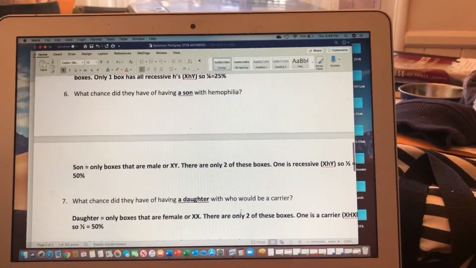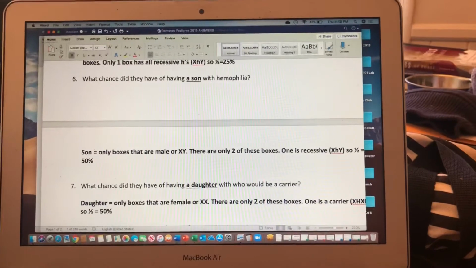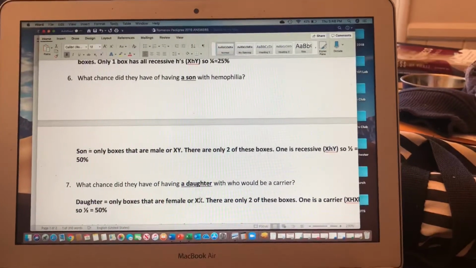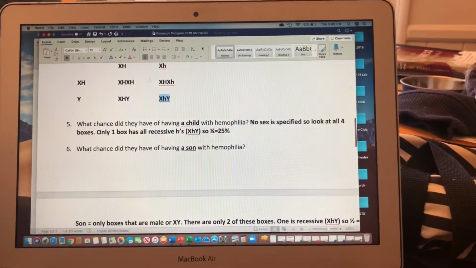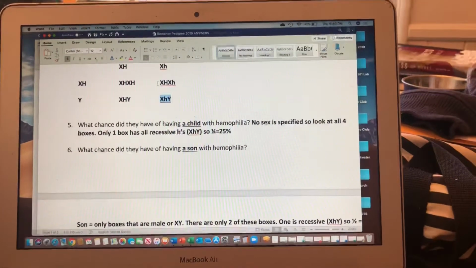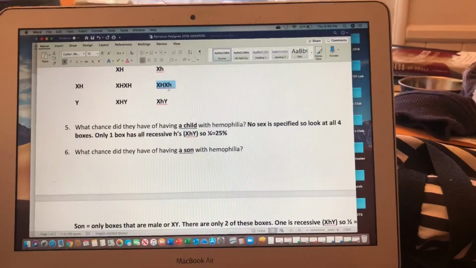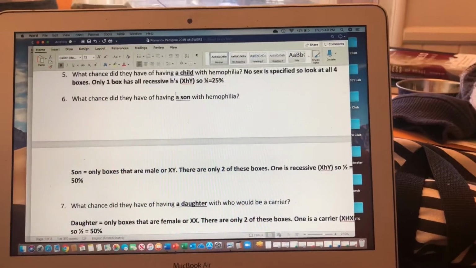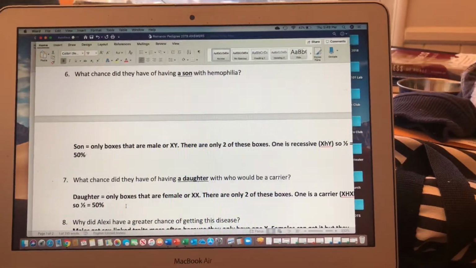For number 7, I'm asking about a daughter. A daughter specifies female, so you can only look at the boxes that are XX. There are only 2 boxes that are XX. Of these 2, only 1 shows the carrier status of having a dominant and recessive. Therefore, it would be 1 out of these 2 boxes, which is 50%.